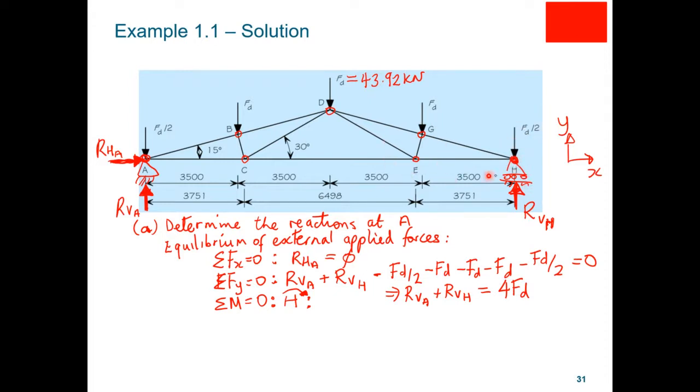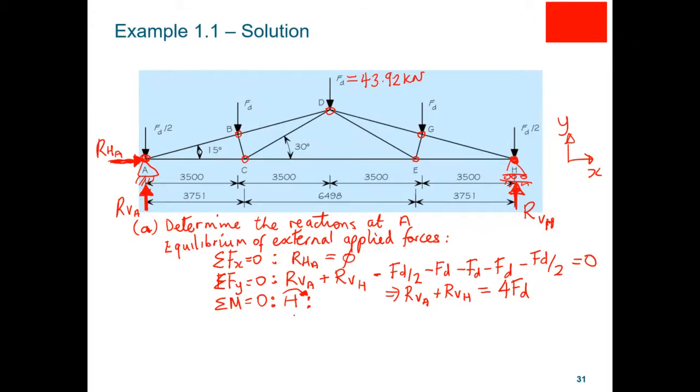So when I go to all of those to the left, I've got a force here, Fd, that's acting at a distance away of 3.5 meters. I've got another force here, Fd, that's acting at 7 meters away. Another force here, Fd, is acting at 10.5 meters away. And then I have another force over here, Fd over 2, that's acting 14 meters away. And I have another force here, RVA, that's acting 14 meters away. They're all the forces that I have to deal with.